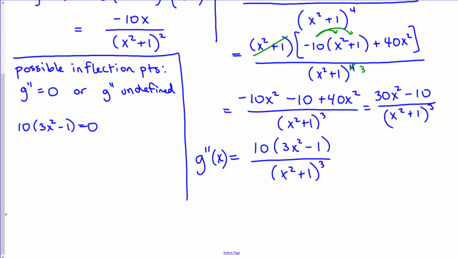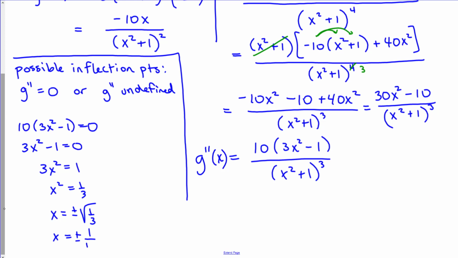So where 3x squared minus 1 is 0, or 3x squared equals 1, so x squared equals 1/3, or x equals plus or minus the square root of 1/3, which means x equals plus or minus 1 over the square root of 3. So those are potential places where I could have inflection points.